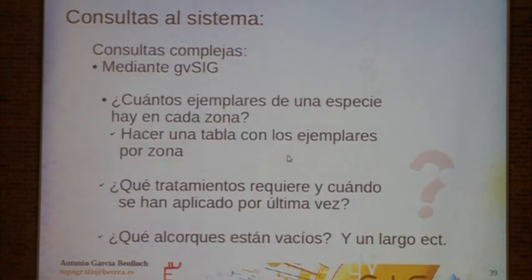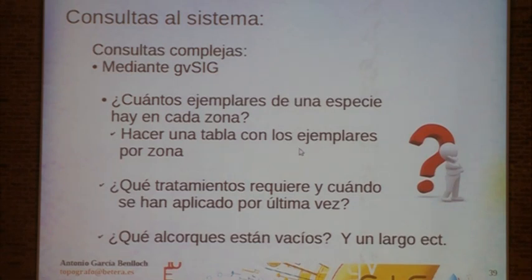And the most complex questions come from gvSIG. How many plants or trees of the same species, because they want something else. Then you can have tables saying you have 806 trees, for instance, and then we would know how many trees we have in each park, and that's done with gvSIG.